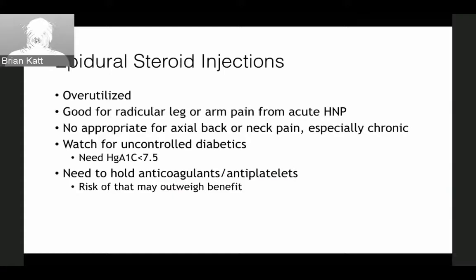You have to really watch out for patients who have uncontrolled diabetes. The reason for that goes beyond just raising their blood sugar. When you're doing any type of cortisone injection, you are increasing that patient's risk for spinal infections.